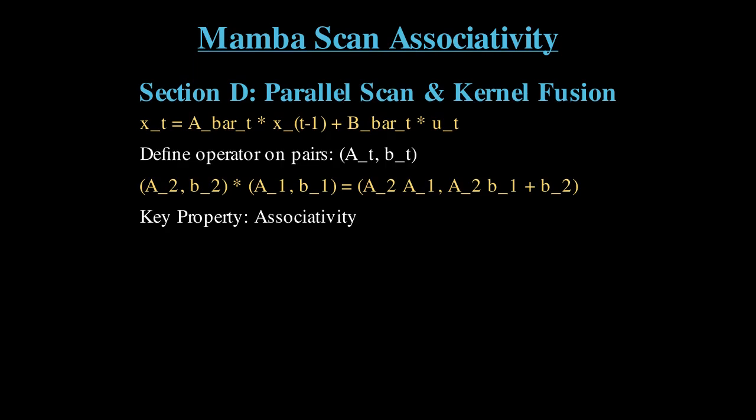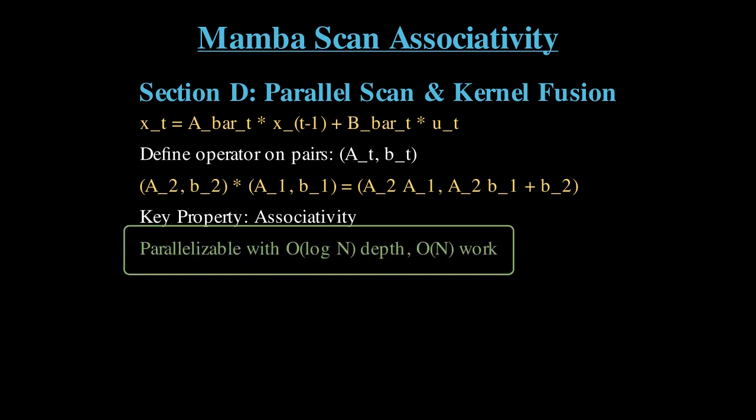This associativity is our ticket to parallelism. It allows us to use a classic divide-and-conquer strategy known as the Blelloch scan algorithm to compute the entire sequence. The total work remains linear, O of n, but the number of parallel steps is only O of log n. The recurrence may look sequential, but it is fundamentally parallelizable.